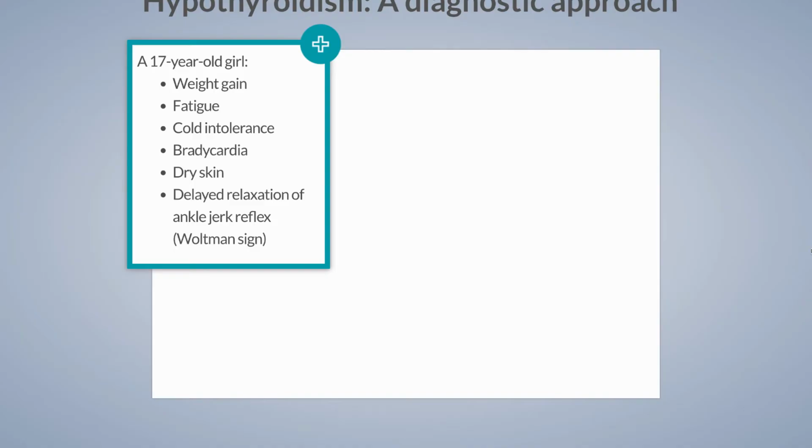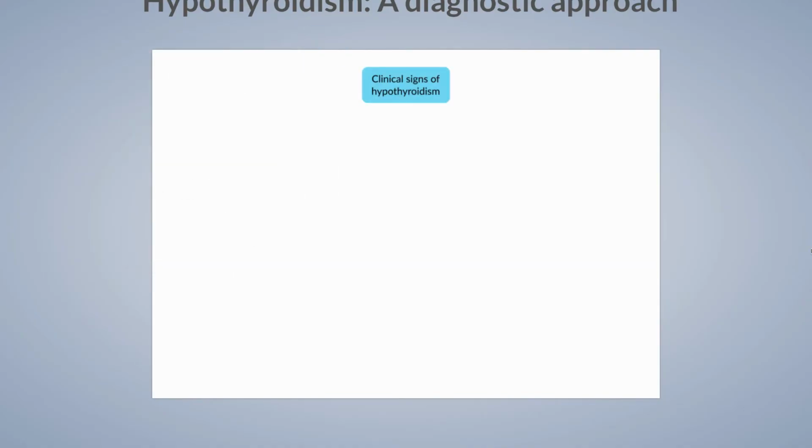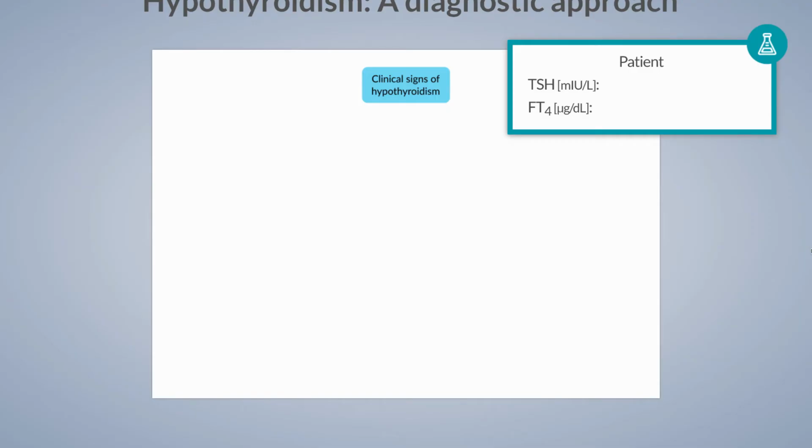With these clinical signs of hypothyroidism in mind, thyroid function tests are requested. Laboratory studies reveal increased TSH levels with 12 milli-international units per liter and decreased FT4 levels with 0.3 micrograms per deciliter. Let's take a close look at how to interpret thyroid function tests.